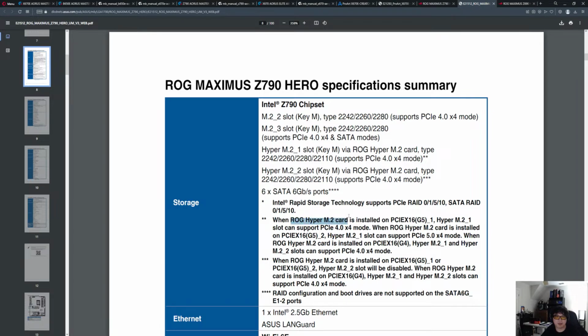It says when the Hyper M.2 card is installed in the top slot, the Hyper M.2 _1 can support Gen 4. When the Hyper M.2 card is installed in the second one, the Hyper M.2 slot, oh okay. So Hyper M.2 1 is a physical M.2 slot on the motherboard, and it can run at X5 when this is connected. That's interesting. So you can put 2 on the card. It would install in the second slot.